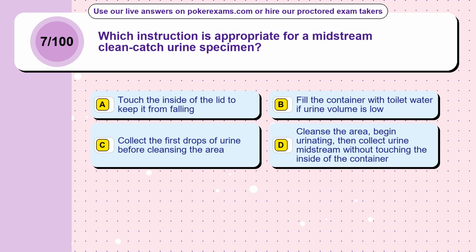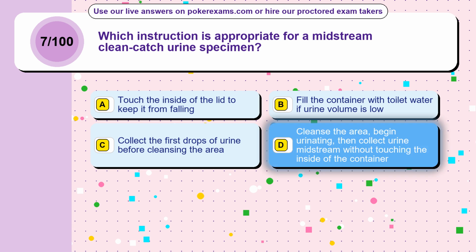Question 7. Which instruction is appropriate for a midstream clean catch urine specimen? Option A. Touch the inside of the lid to keep it from falling. Option B. Fill the container with toilet water if urine volume is low. Option C. Collect the first drops of urine before cleansing the area. Option D. Cleanse the area, begin urinating, then collect urine midstream without touching the inside of the container.